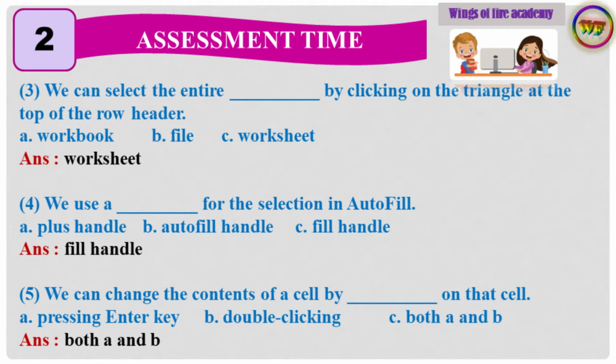3. We can select the entire dash dash by clicking on the triangle at the top of the row header. Answer. Worksheet. 4. We use a dash dash for the selection in autofill. Answer. Fill handle. 5. We can change the contents of a cell by dash dash on that cell. Answer. Both A and B.